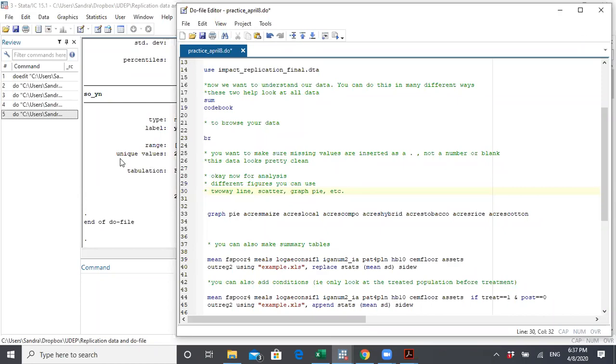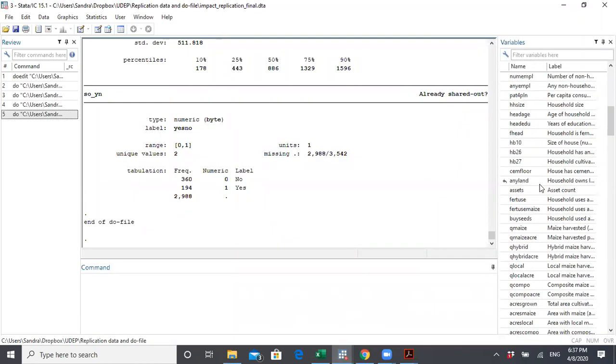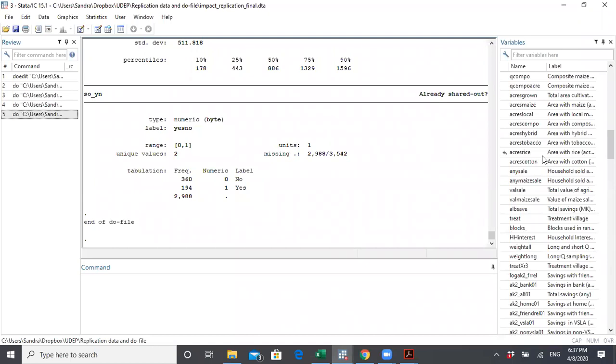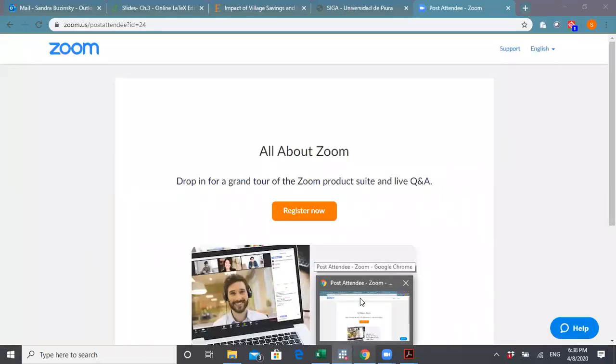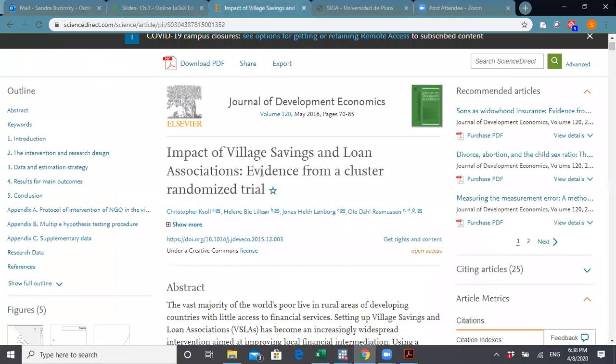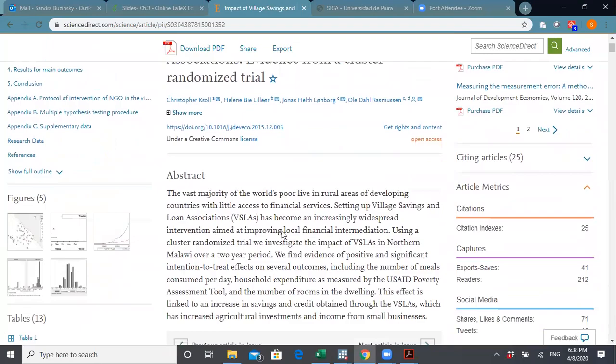Graph pie will give you a pie graph, and I just chose variables that are within the same category. For example, this is basically data on a farmer. The idea is that these farmers, this was data for an experiment. The paper was called Impact of Village Savings and Loan Associations: Evidence from a Cluster Randomized Trial. If you want, you can look it up.